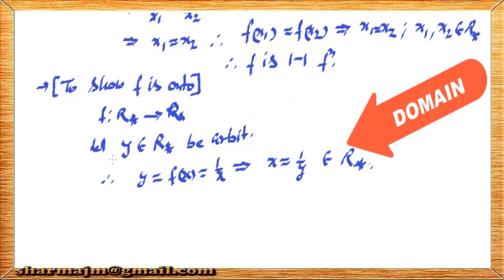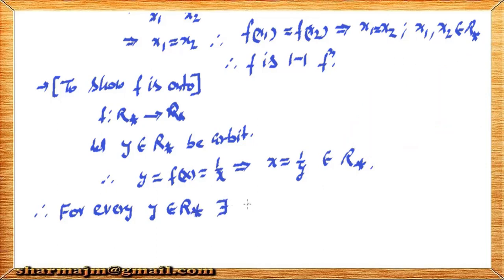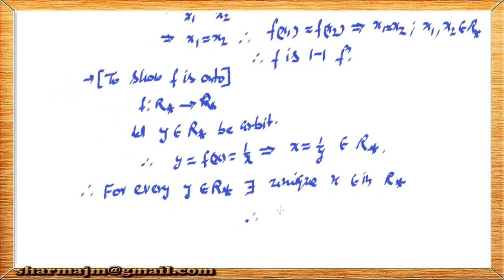So we see, therefore, for every y in the codomain there exists a unique x in R star such that f of that x is y. Therefore, f is onto. So here we have seen f is a 1-1 function and an onto function.